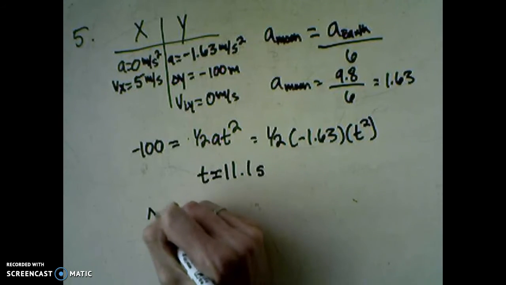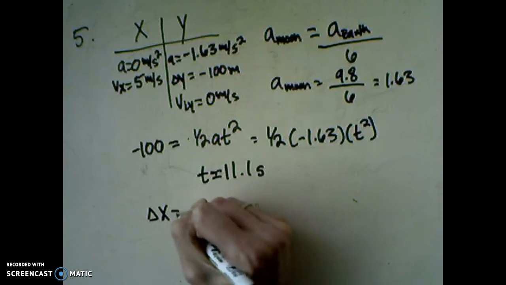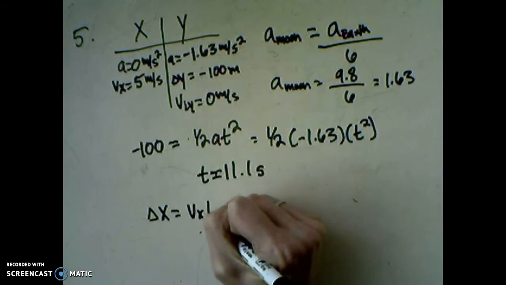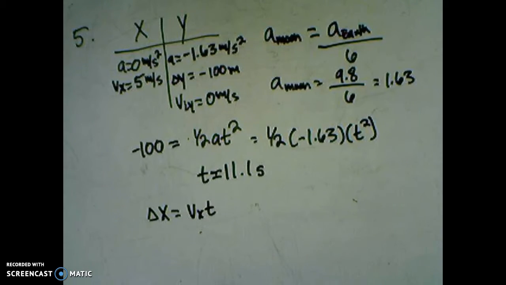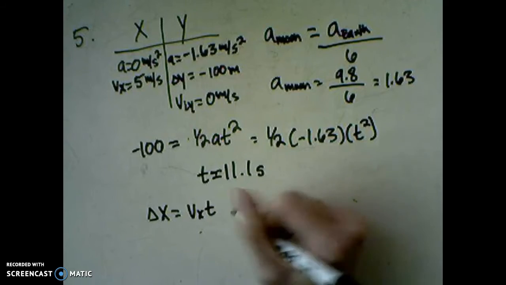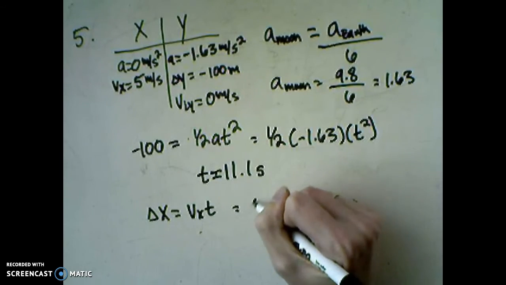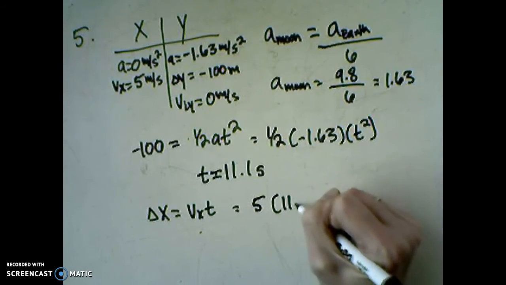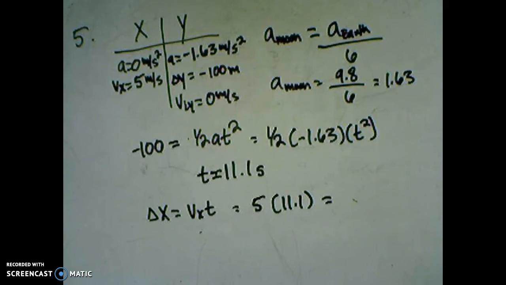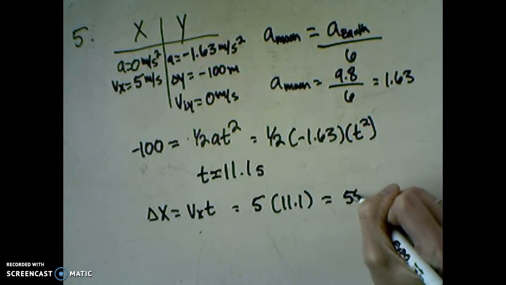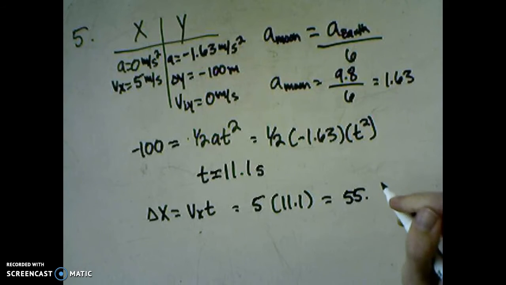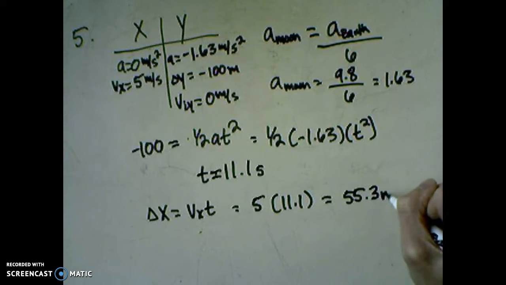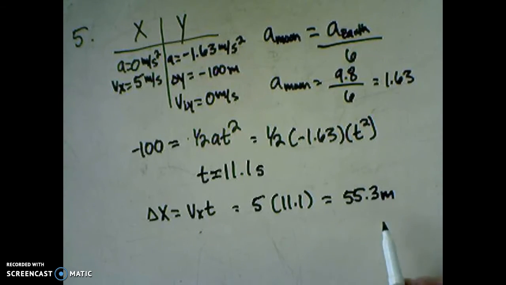Now I'm going to plug that into my delta x equals v_x t equation to solve for delta x. My v_x was 5. My time is 11.1 seconds. So I get 55.3 meters as my delta x. The answer key says 55.4 meters. Assuming small differences in rounding, we are good to go.